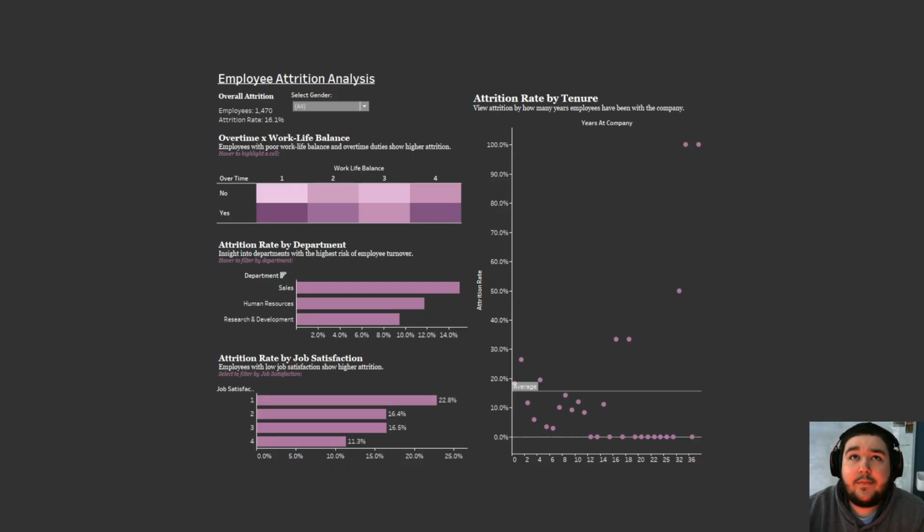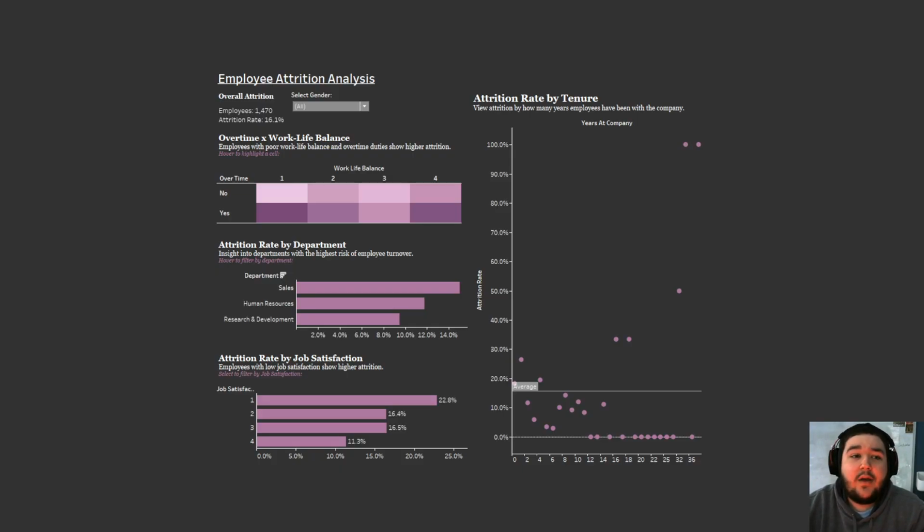So starting at the top, over here we've got overall attrition. We currently have 1,470 employees, and our company-wide attrition rate is 16.1%. This number is the baseline that we will use to compare other findings against when we do our filtering.